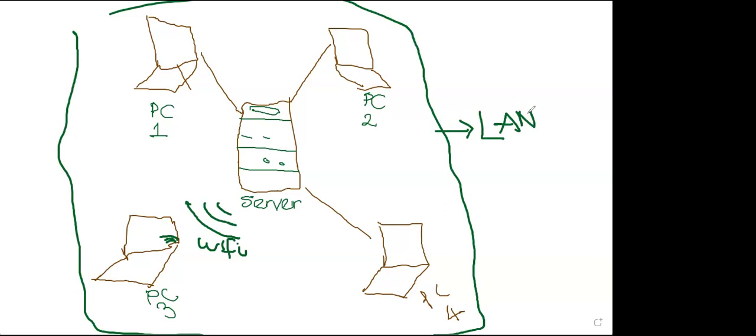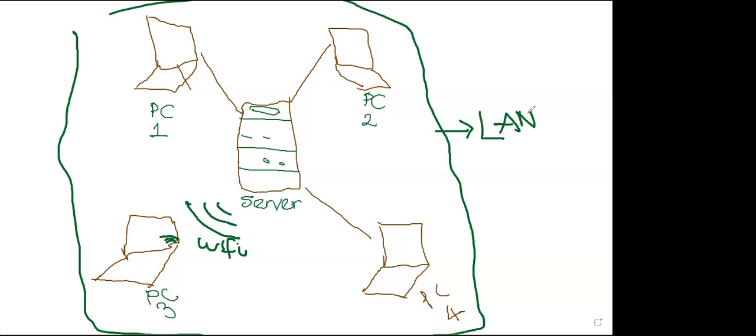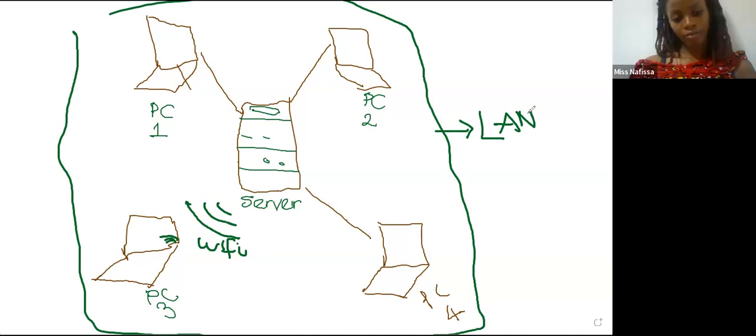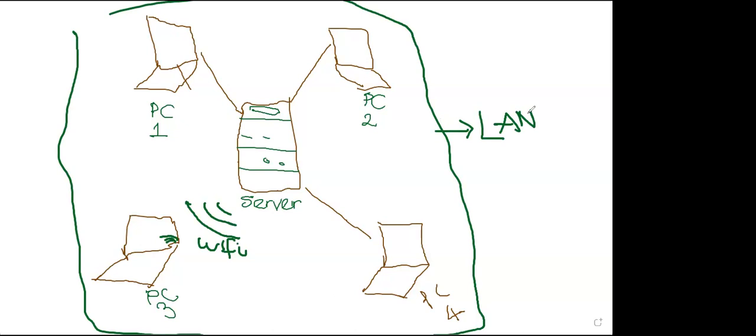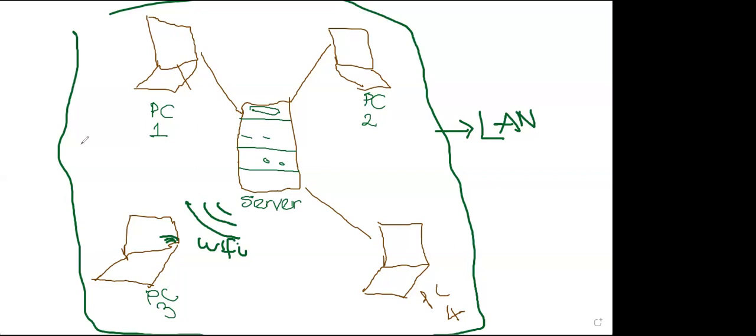Do you understand? This whole connection, Nafisa, please unmute yourself. Yes, sir. Okay. So the whole interconnection of devices here makes up a LAN. This one that you see here is a server. A server is simply a central computer that stores data, okay?